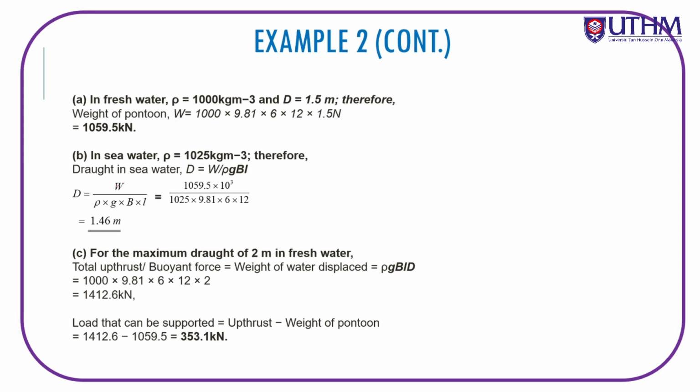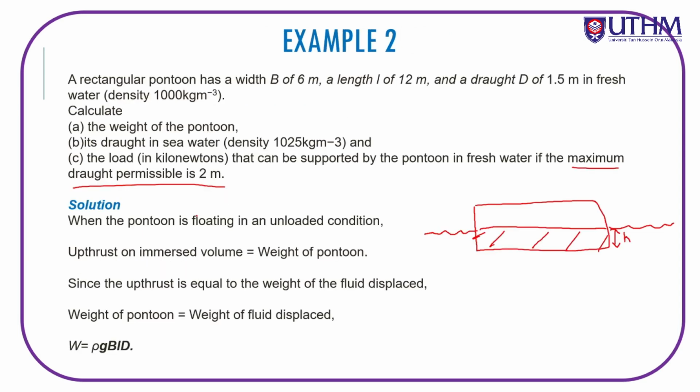So W, weight of the pontoon kita dah tahu tadi daripada soalan A, iaitu 1059.5 kN. So kita pakai balik je, over dengan rho G B L. So rho adalah 1025, iaitu density of sea water, darab dengan gravity, darab dengan breadth dan darab dengan length dia. So kita akan dapat draught untuk pontoon bila berada dalam sea water ialah 1.46 meter. Okay, so kita proceed kepada soalan C pula.